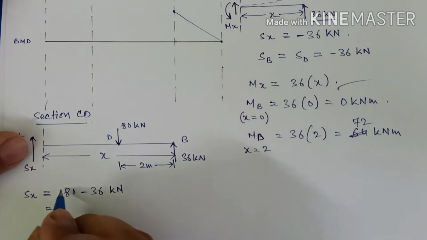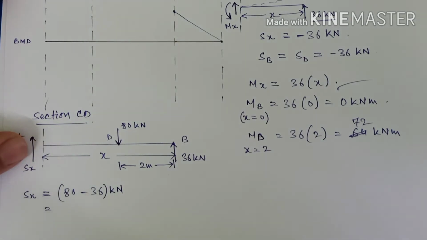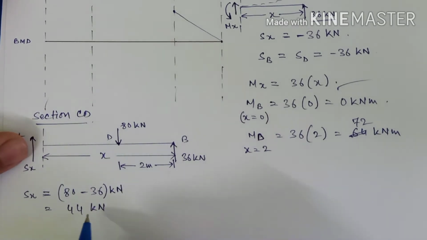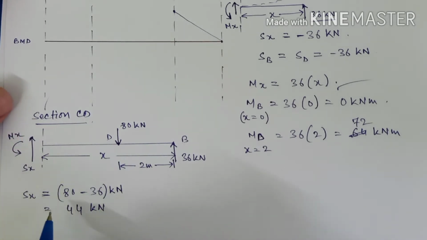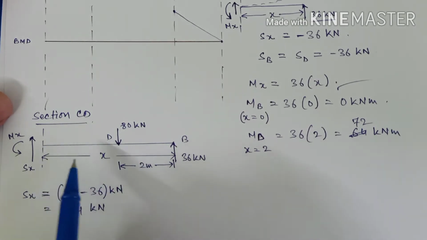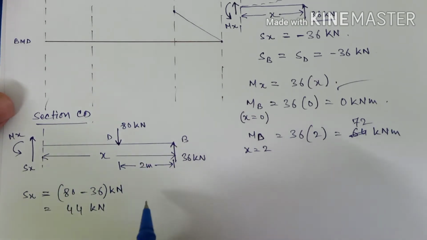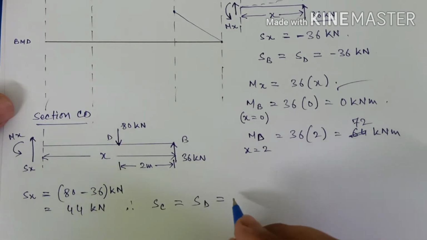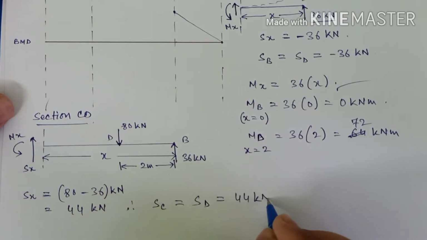Okay, so 80 minus 36 is how much? 44, right? 44 kilonewtons. So here also you can see the value of shear force does not vary across the section C and D, right? So therefore we can say the value of shear force at C and the value of shear force at D will be equal to 44 kilonewtons.